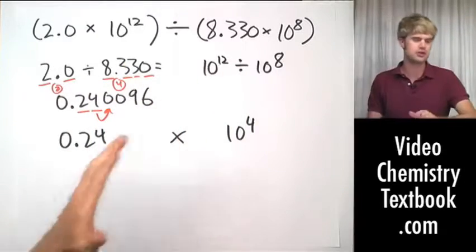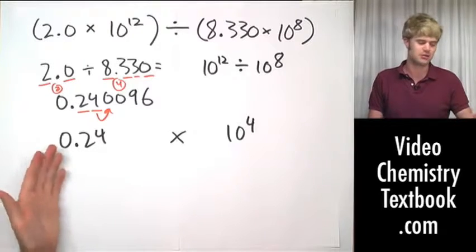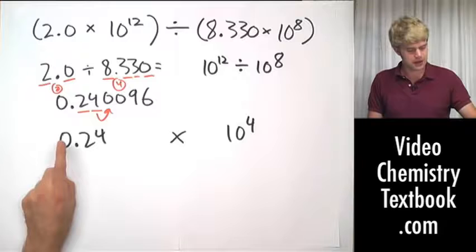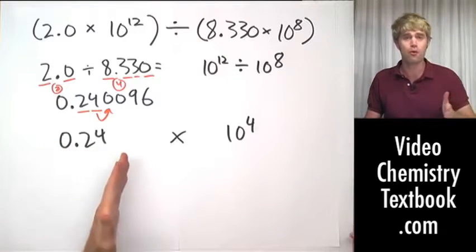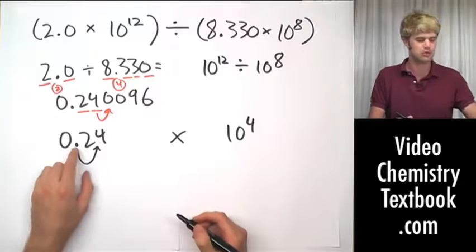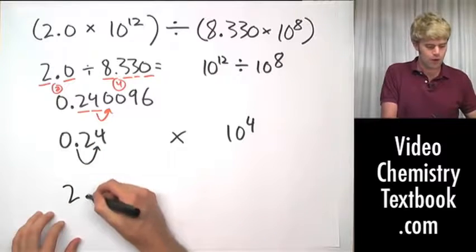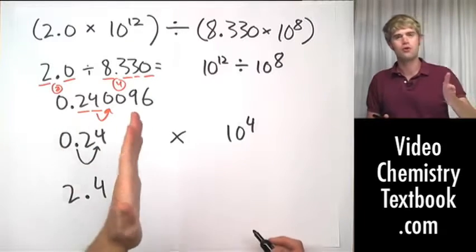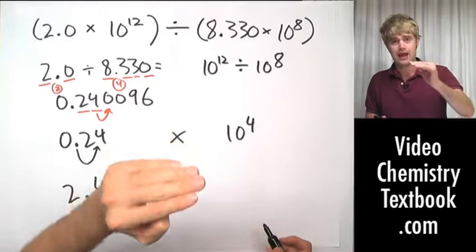So we want to have 1 digit to the left of the decimal. Here we don't have any important digits to the left of the decimal. We have a 0. So what is now 0.24, we want to change this to 2.4. In order to do that, I have to take the decimal place and move it over 1 spot to the right. When I move decimal places over to the right, I take the exponent of 10 and I move it down.